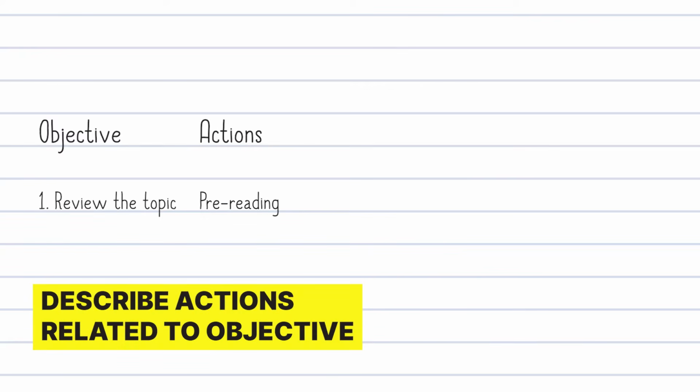Then I'm going to describe the actions for each objective. Is it a workshop? Is it post-it notes on the wall? Is there an activity? Do they need to do reading? Whatever it might be, I want to describe what we're going to do during that part of the agenda. Then I'm going to describe the purpose.